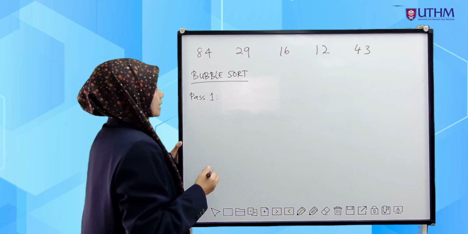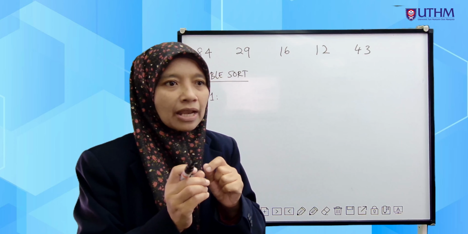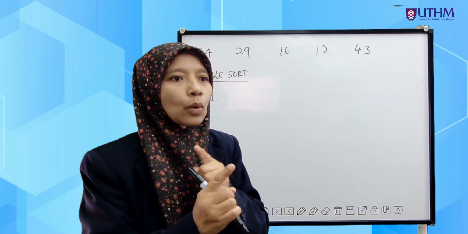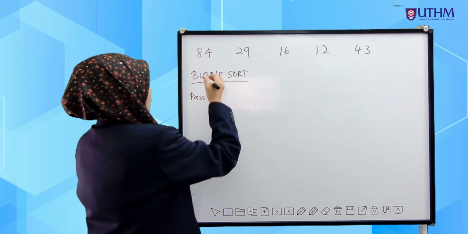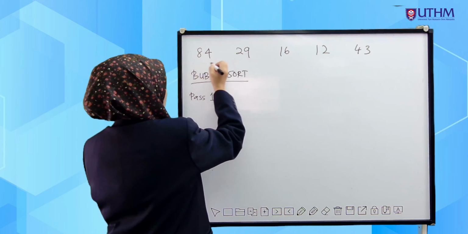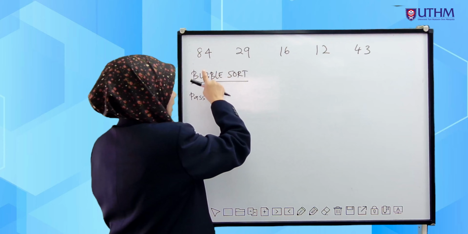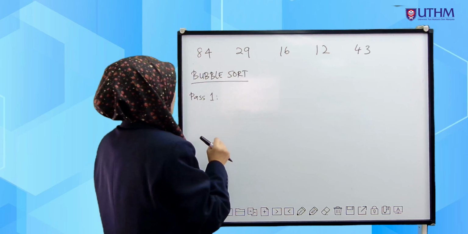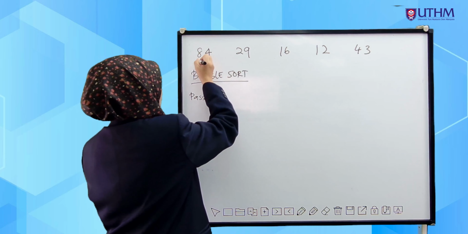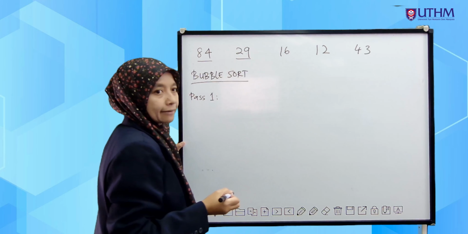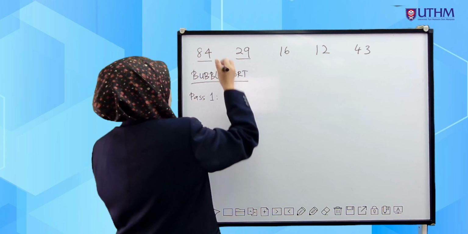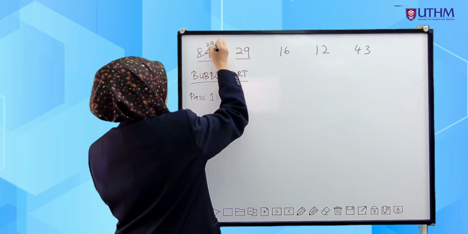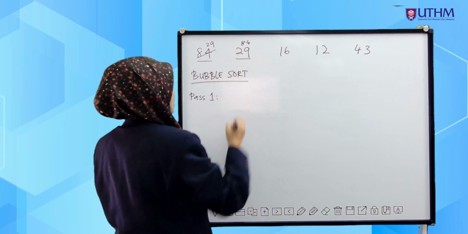Okay, so in the case of bubble sort, the idea is that whenever you have a smaller value, you are going to swap with the greater values. So you are going to make comparison 2 by 2 every time from the beginning till the end. So for the first pass, look at here carefully. We are going to compare 84 and 29. Since 29 is smaller than 84, it will swap between these two values.